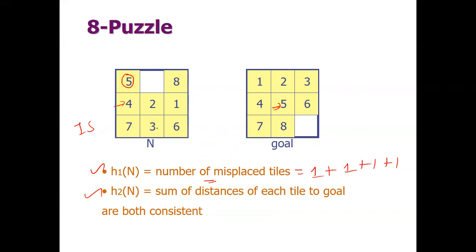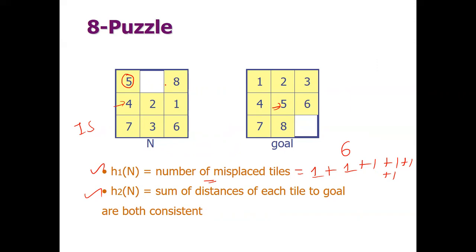Okay. Is 3 misplaced? Yes, 3 is misplaced. Okay. Is 6 misplaced? Yes, 6 is misplaced. So how many tiles are totally misplaced? 1, 2, 3, 4, 5, 6. 6 tiles were misplaced and the remaining 2 tiles were not misplaced. So in this case, what is the heuristic? 6. The heuristic value at this board position is 6.